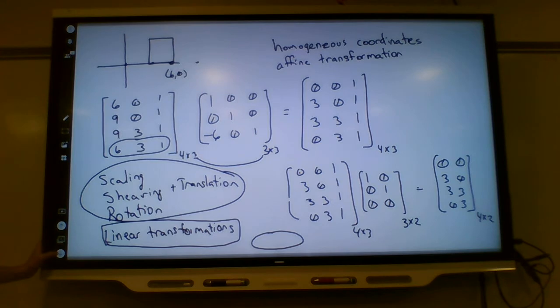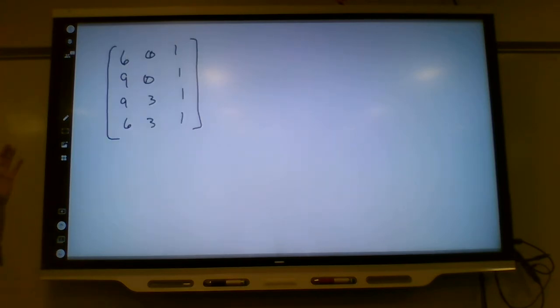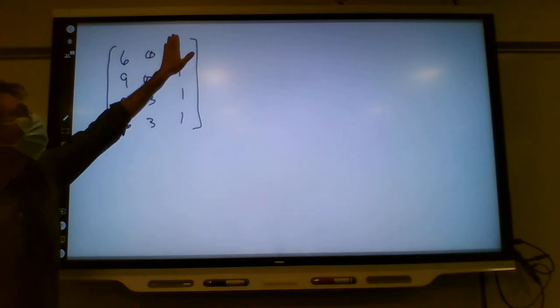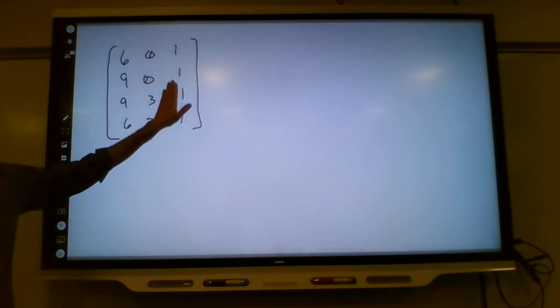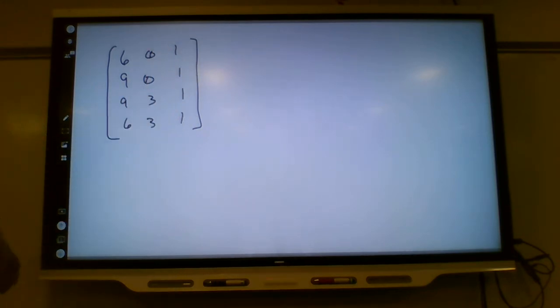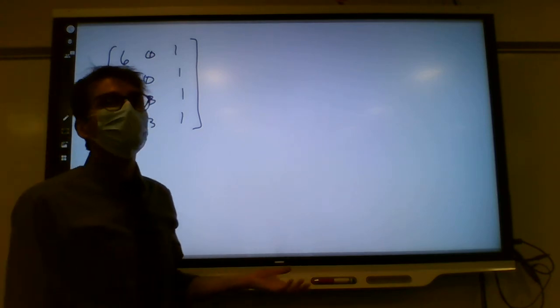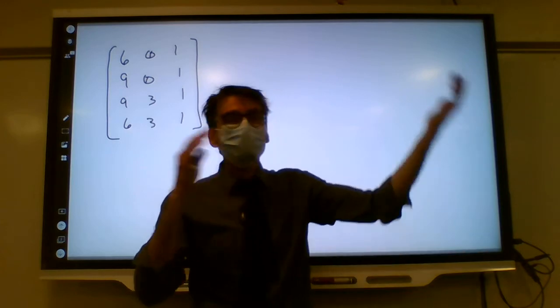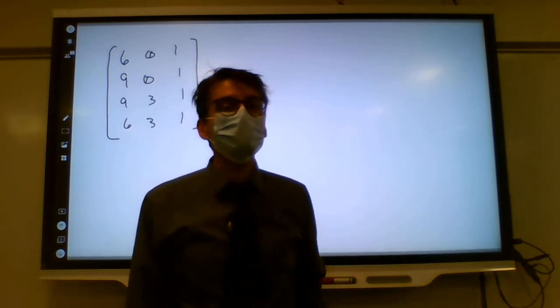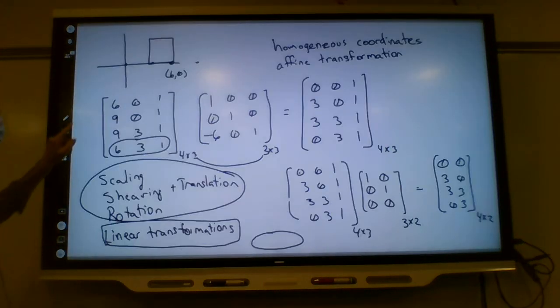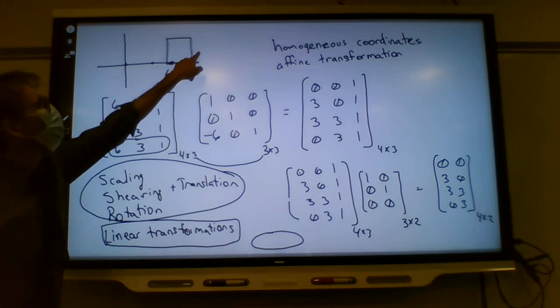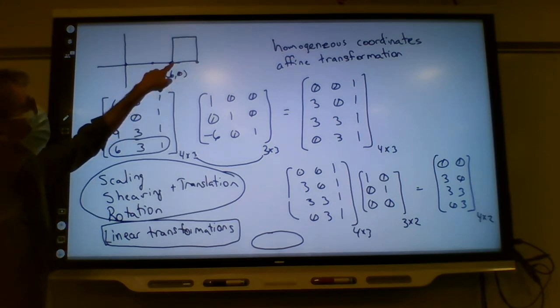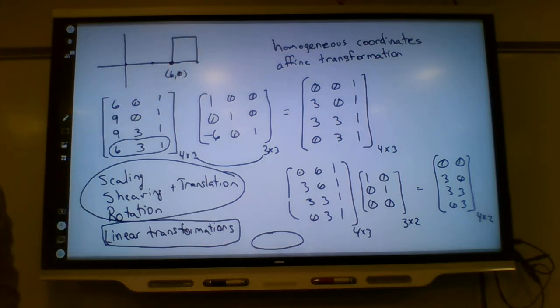Let's try to rotate this 90 degrees. Well, if we just multiply the original 2-dimensional version by the 90-degree rotation matrix, what happens? That's rotating about the origin, not about that point, right? So how do we rotate about that point right there?